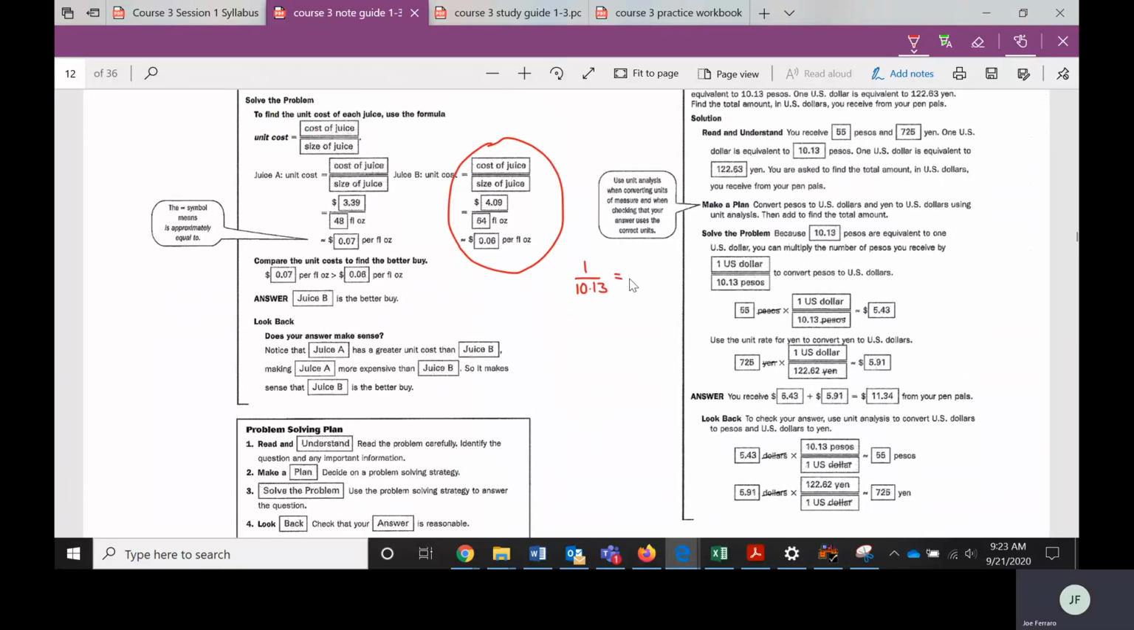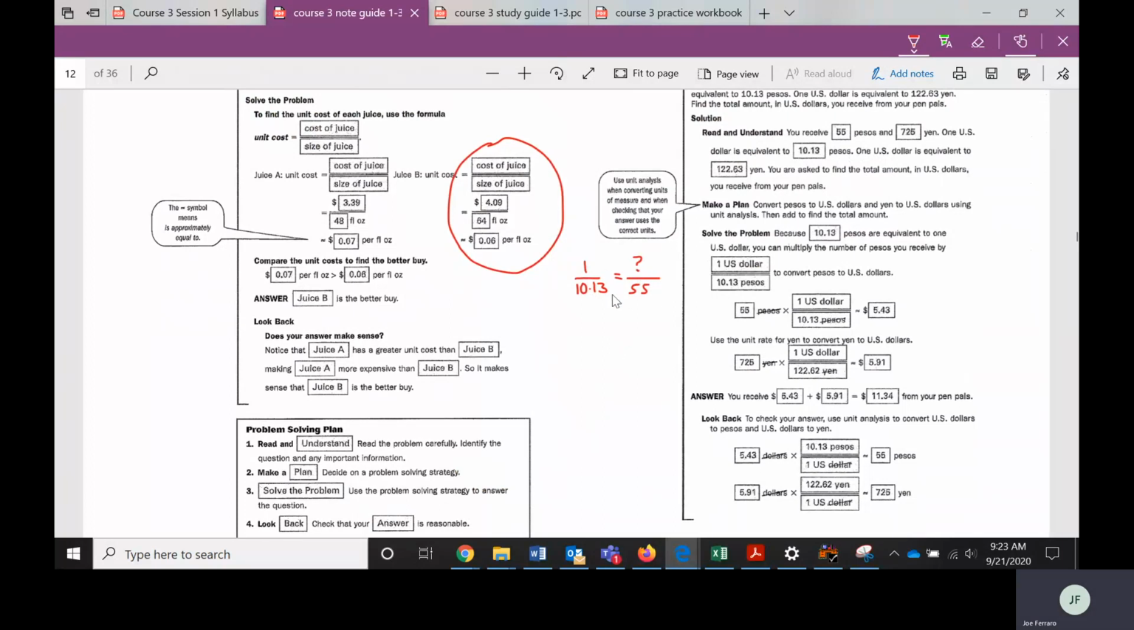And then I'm going to set that equal to, now I look at how many pesos the pen pal gave, 55. Now since dollars is on top, $1 is 10.13 pesos. I'm putting the amount of pesos they gave on the bottom here. And now what I'm looking for is how many dollars that is.